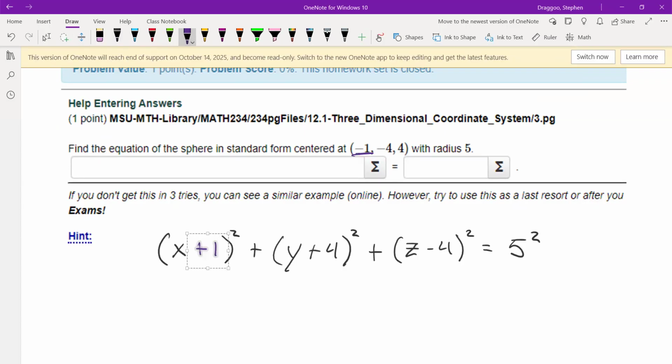Right, where that 1 is coming from, that number, this plus 4 is the y value of our center, and then minus 4 is the z value of our center. So it looks basically just like a circle, but with the z squared term tacked on. So the equation of a sphere and the equation of a circle ought to look pretty similar to us.